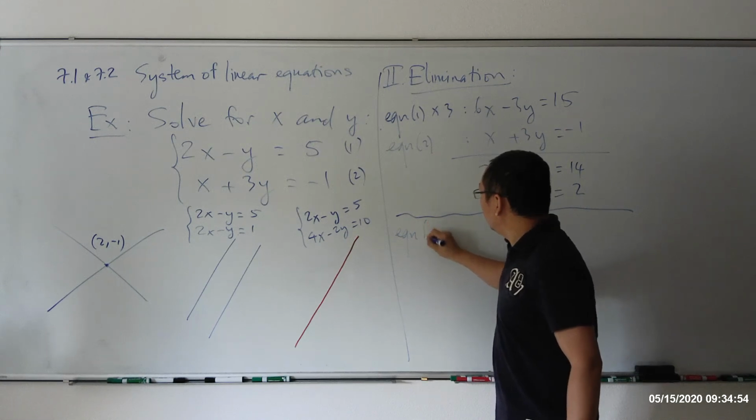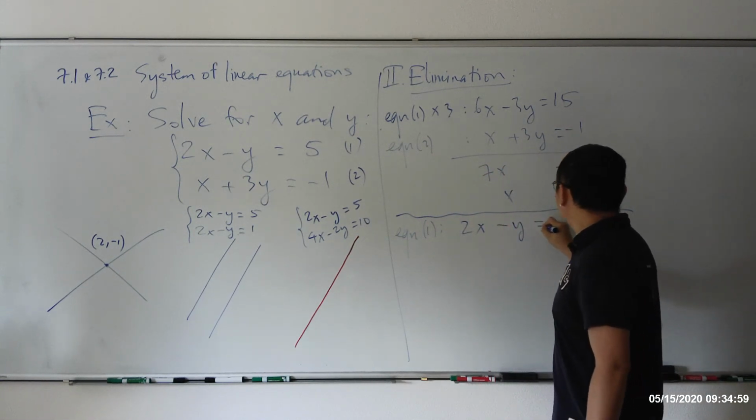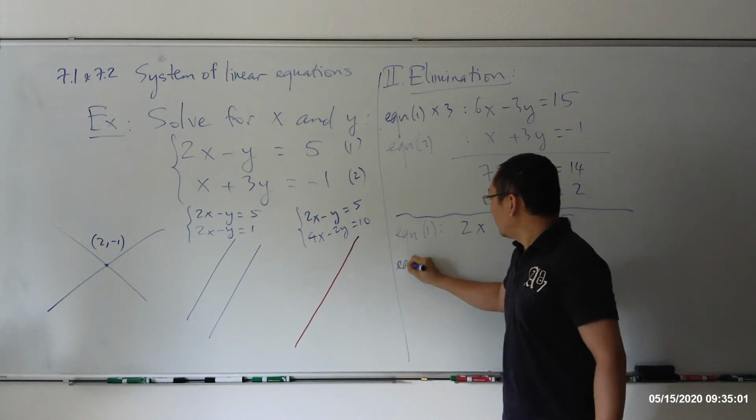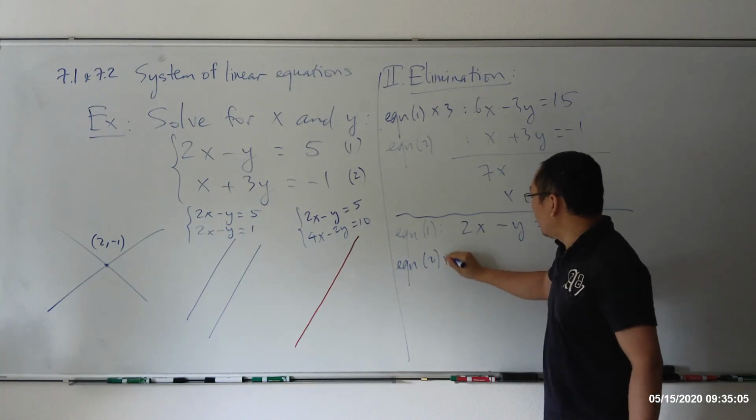Equation number 1, 2x minus y equal to 5. Equation number 2, I'm going to multiply everything by negative 2.